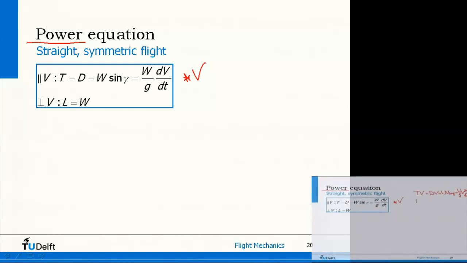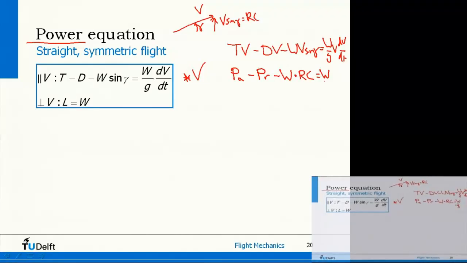Now you already know that thrust times velocity is power available. Drag times velocity is power required. And then you have minus weight. And if this is the airspeed and this is gamma, then the vertical component is v sine of gamma, which is the rate of climb of the aircraft. So this is rate of climb. This is equal to weight over g times v dv/dt. And you don't have to do this final thing, but all I'm saying is that v dv is equal to a half dv squared.